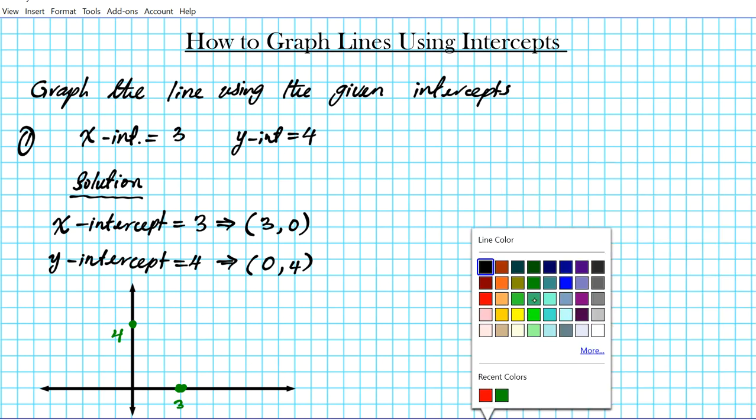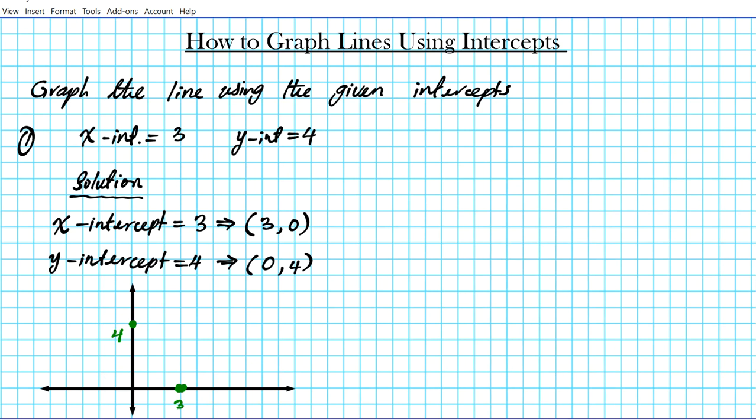Alrighty, so let's make it red. And then this is our graph right here. Adjust it a little bit. Alright, so that's basically how you draw lines given intercepts. Okay, let's take a look at 3 more examples. And then we're going to give you an opportunity to try out some practice problems to let us know how well you've mastered this tutorial.